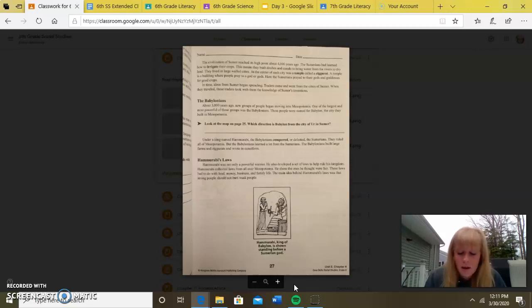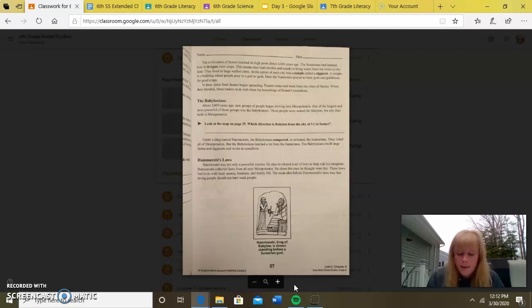The Babylonians. About 3,000 years ago, new groups of people began moving into Mesopotamia. One of the largest and most powerful of these groups was the Babylonians. These people were named for Babylon, the city they built in Mesopotamia.